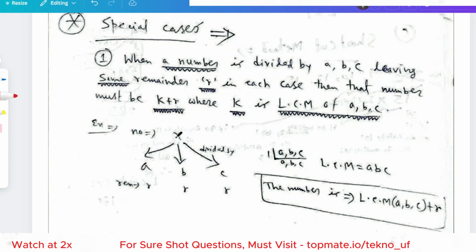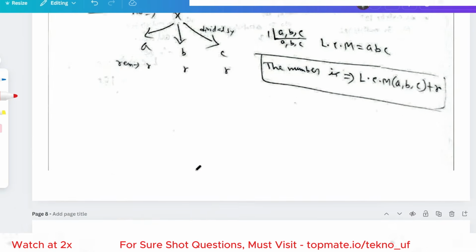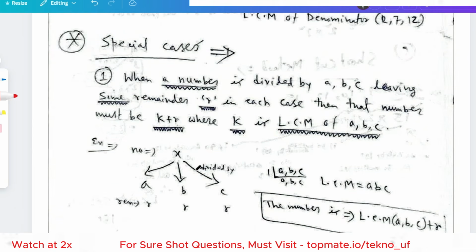So this is the number x, and if we divide it by a, b and c, it leaves one same remainder r. In that case, to find this number, just take the LCM of these numbers and add this remainder, and you will get the number. Next, I'm going to share all the examples, just wait.